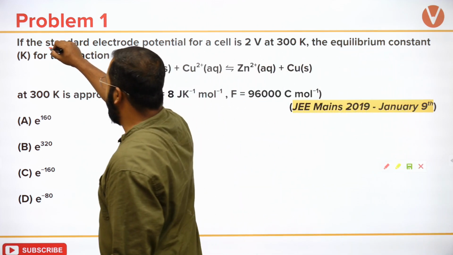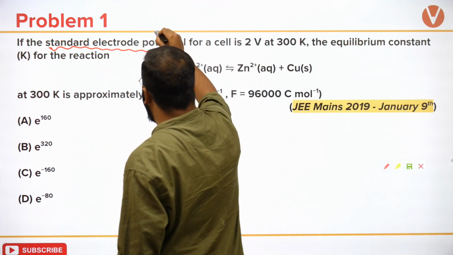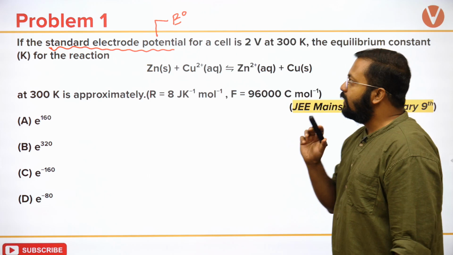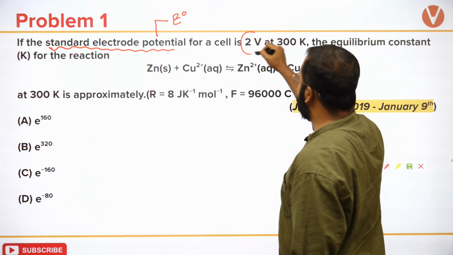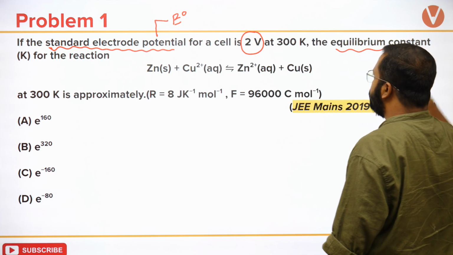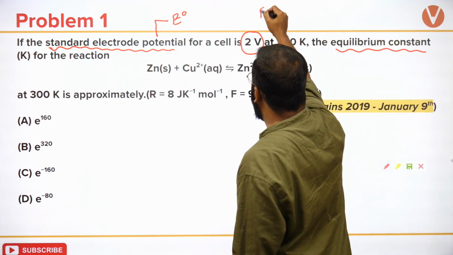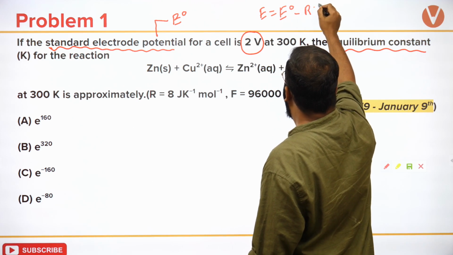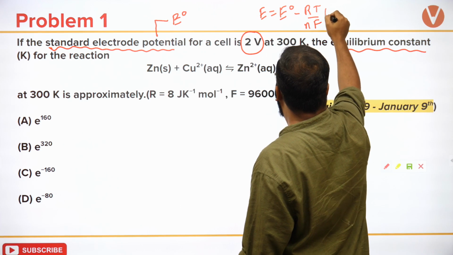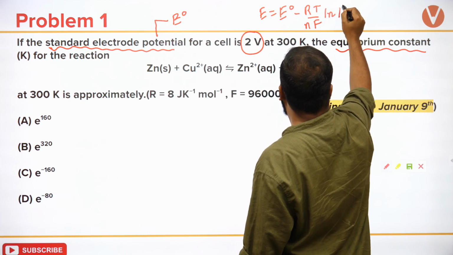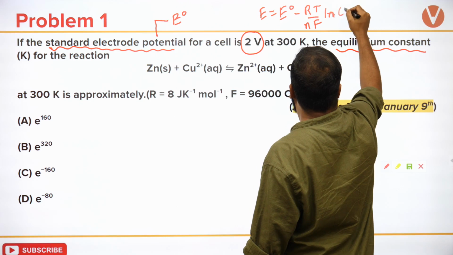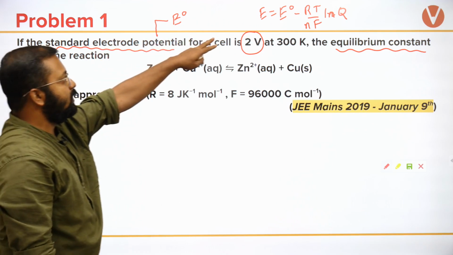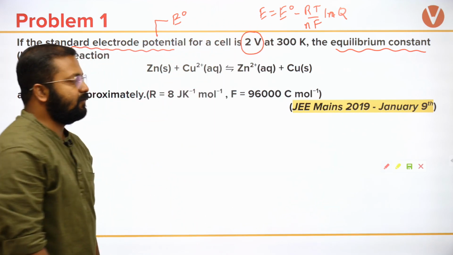See, the question talks about standard electrode potential. So that represents E naught. If the standard electrode potential is 2 volts and we are talking about equilibrium constant, you know this expression, E is equal to E naught minus RT by NF ln Q. You know this equation, okay? E equals E naught minus RT by NF ln Q.